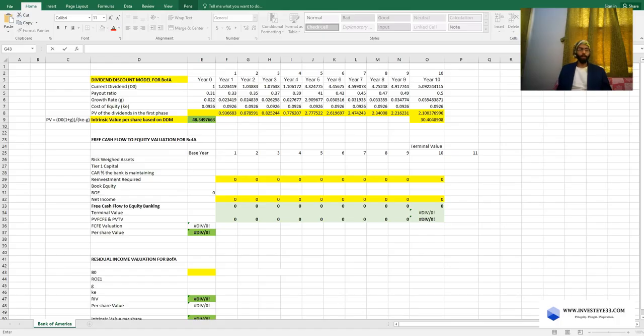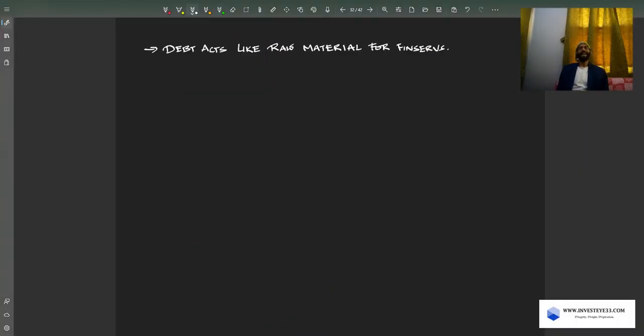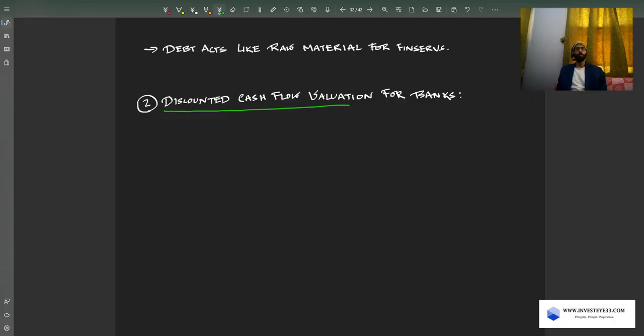So let me write it down that for banks, debt is a raw material. Debt acts as raw material for financial services companies, and that's what makes the calculation of free cash flows and therefore the calculation of discounted cash flow much more different and much more interesting, right? So let's do it once. Discounted cash flow valuation for banks, specifically Bank of America.